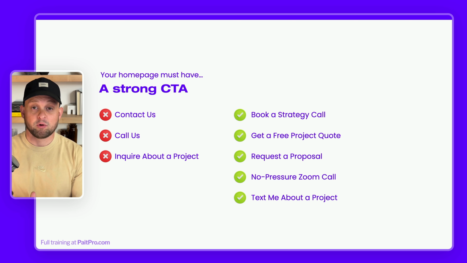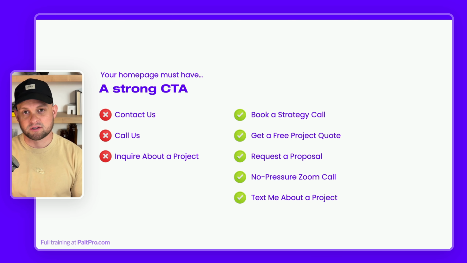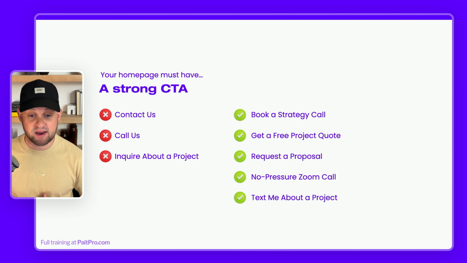Now, the other thing that your homepage must have is a strong call to action. Probably the most common call to actions are contact us, call us, inquire about a project. But I would invite you to get a little bit more creative with your calls to action. They can be things like book a strategy call, get a free project quote, request a proposal, have a no pressure Zoom call, or text me about a project. These are all different than what people are going to see on other websites, and it's going to make it easier and more appealing for them to contact you.